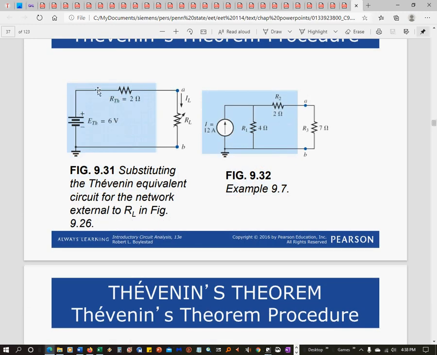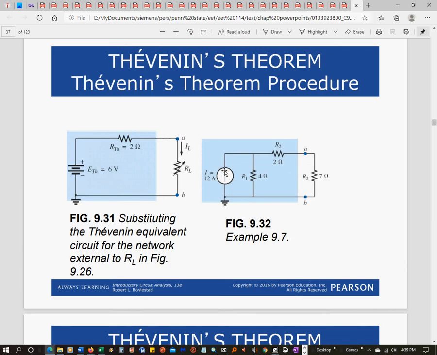And then what you do is, once you've found R Thevenin and E Thevenin, you put them back in with R L back in the circuit, and that's your Thevenin equivalent. So here they're doing another example. Forget about figure 9.31, we're on 9.32 now.